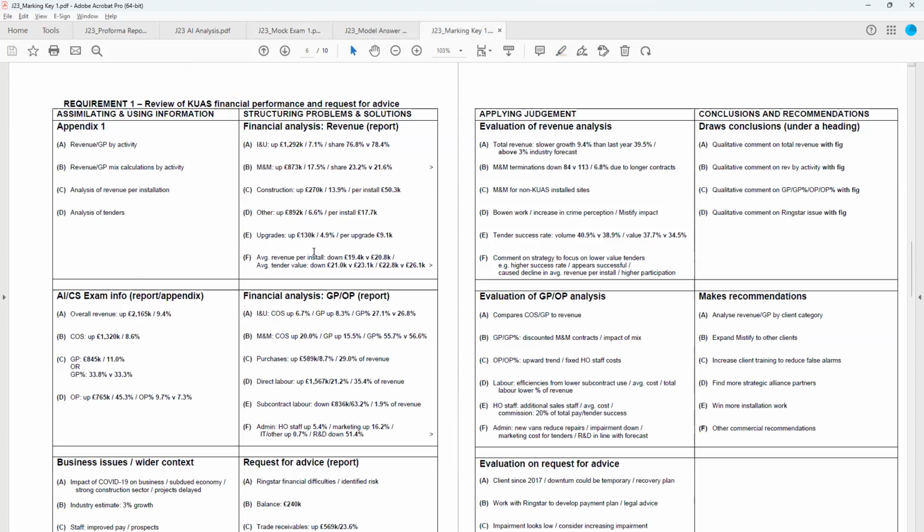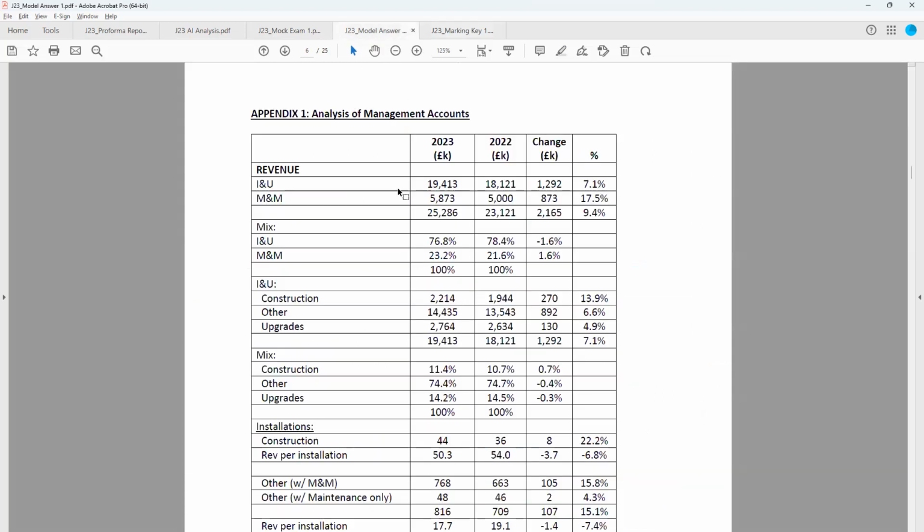Now, of course, it could be 4 possibly, but not in this case, because we also need to do gross profit, operating profit, and a request for advice. So there are some scenarios where you might have 8 or 9 mini paragraphs on revenue. But if it's just 2 boxes, we probably only need about 6. And that should be able to get us almost all of the points here under revenue.